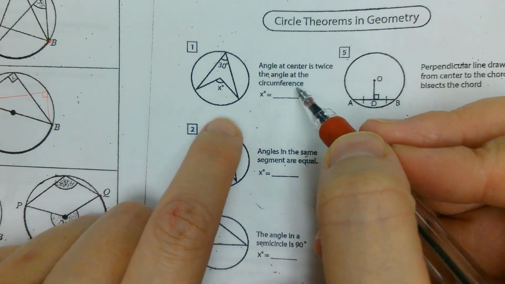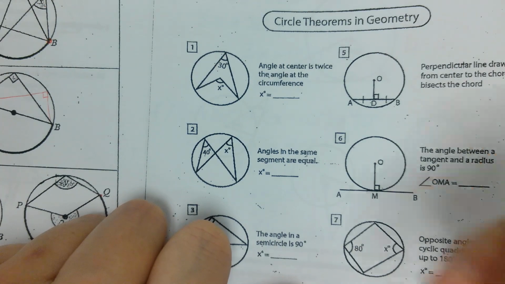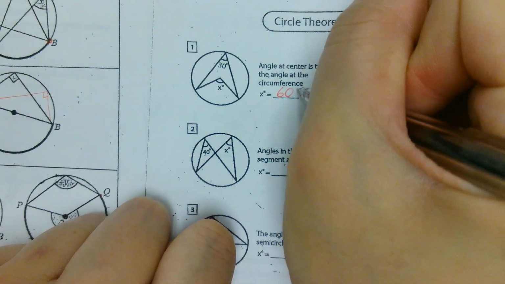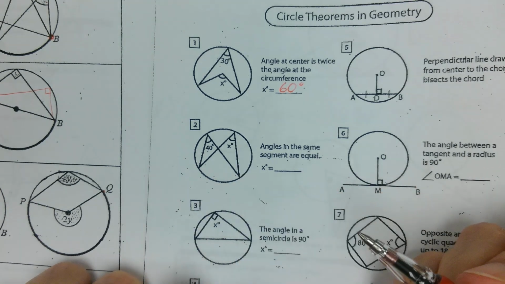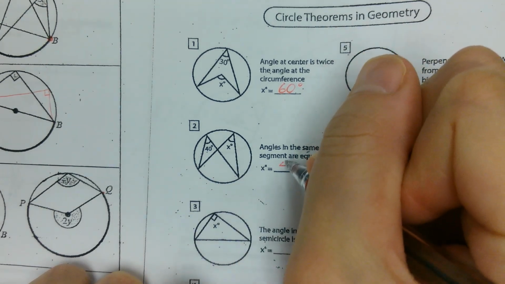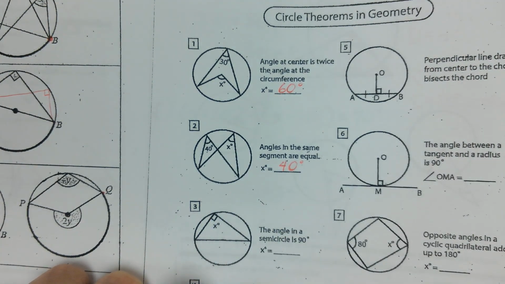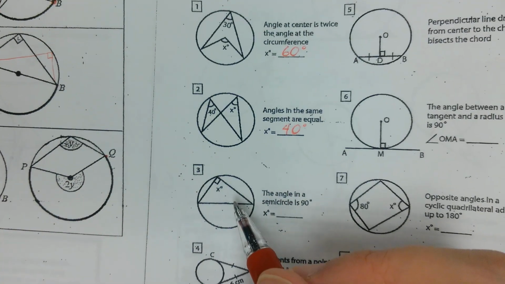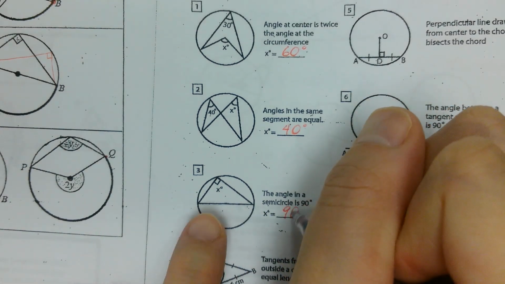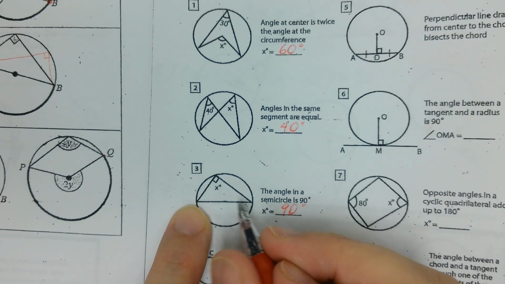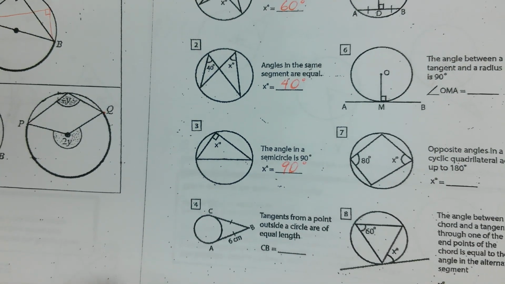If this is 30, what is x? 60, because it's double. Good job. What about number 2? What is x? 40. That's right, because those are both my inscribed angles. What about this one? 90, because my arc is my diameter. So my inscribed angle is 90 degrees.